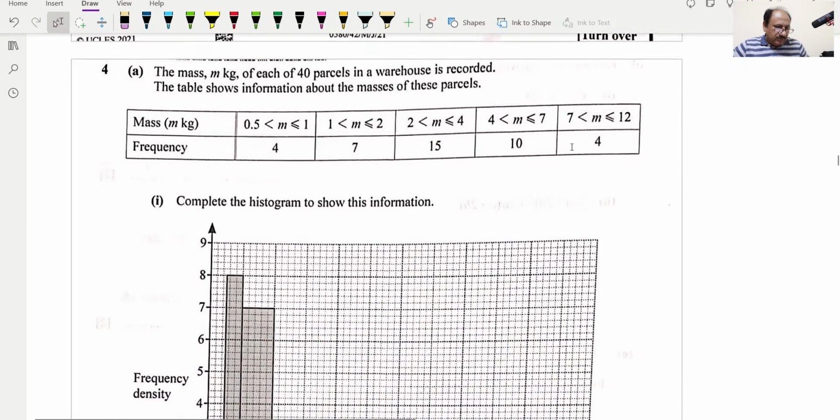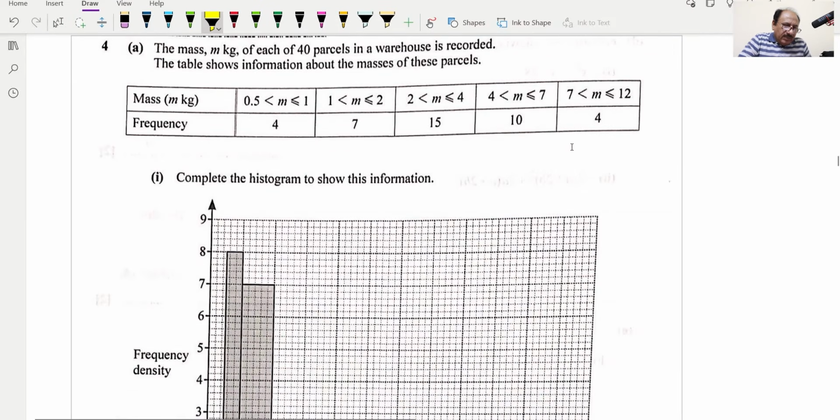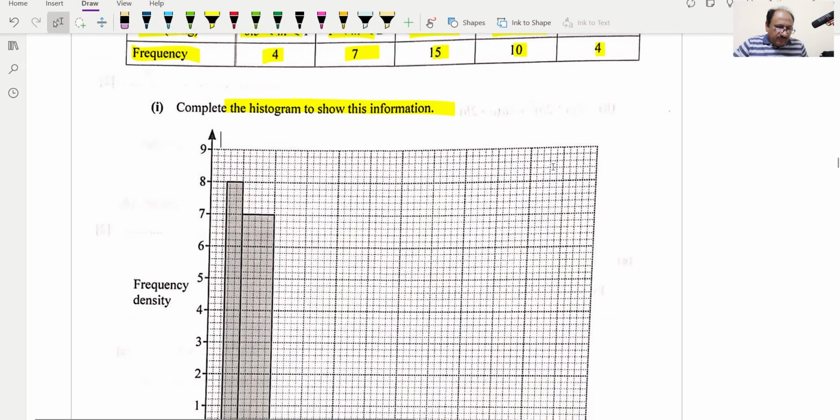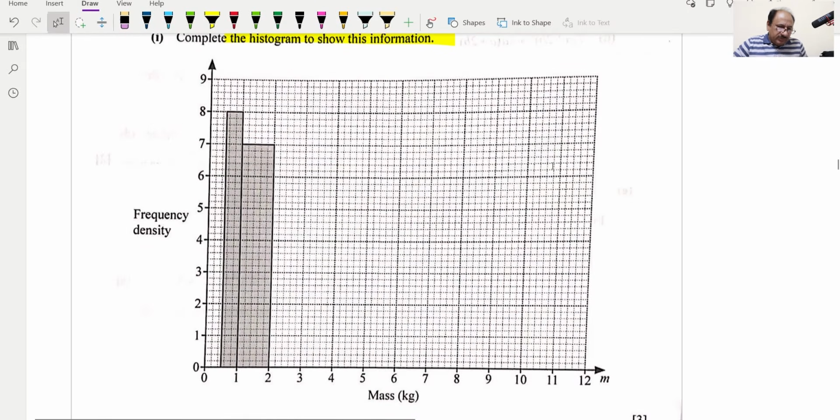Now next question, question number 4. The mass m kg of each of 40 parcels in a warehouse is recorded. Mass m and frequency, these are the ranges provided, and the frequencies are also given over here, and we have to basically complete the histogram to show the information. So how will we be completing the histogram? The first bar is provided from 0.5 to 1, which is 4.